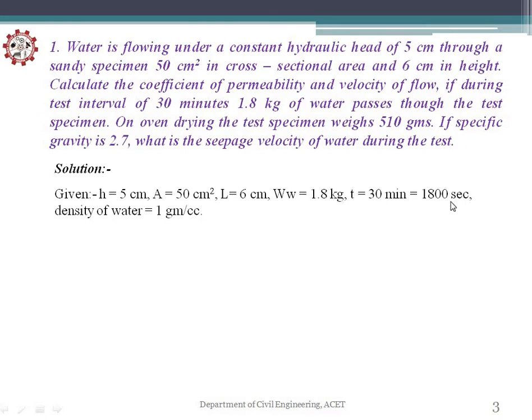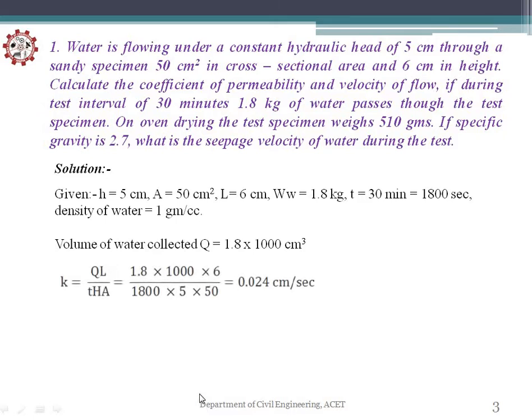Converting it into seconds, 30 into 60 will give you 1800 seconds, and we are assuming density of water as 1 gram per cc since the weight is given in grams. The oven drying weight is 5110 grams. The volume of water collected, that is the discharge Q, is given by the weight of water 1.8. To convert it into centimeter cube, we multiply by 1000, so it will be 1.8 into 1000 centimeter cube.